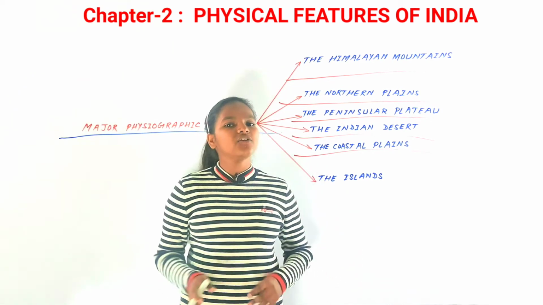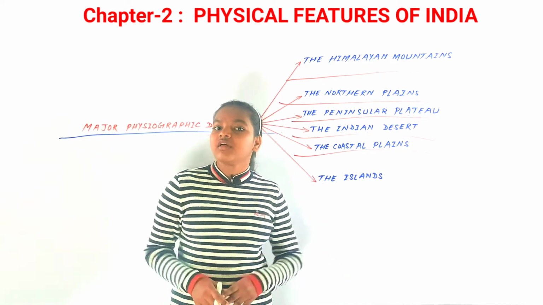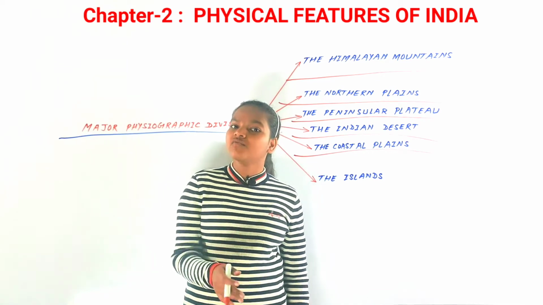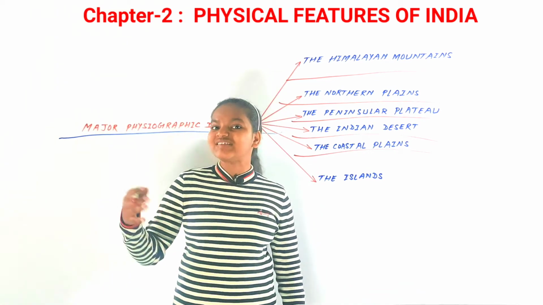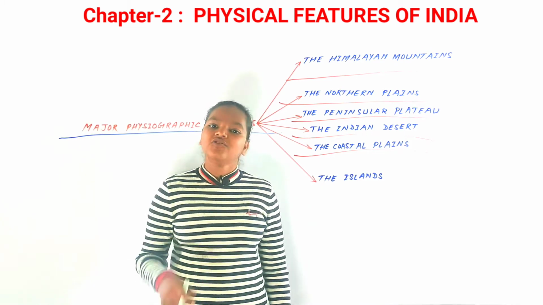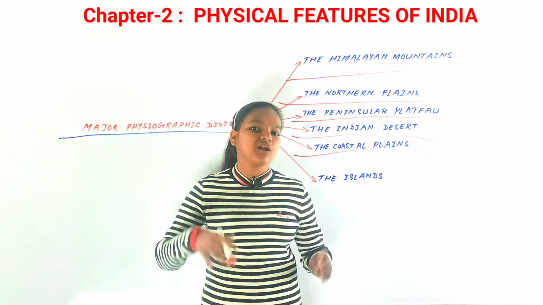And there are islands as well. If we conclude, the total coastline boundary of our country is about 7,516.6 kilometers, including all islands and our mainland. So as we had discussed in the previous chapter, that is about the coastal plains.